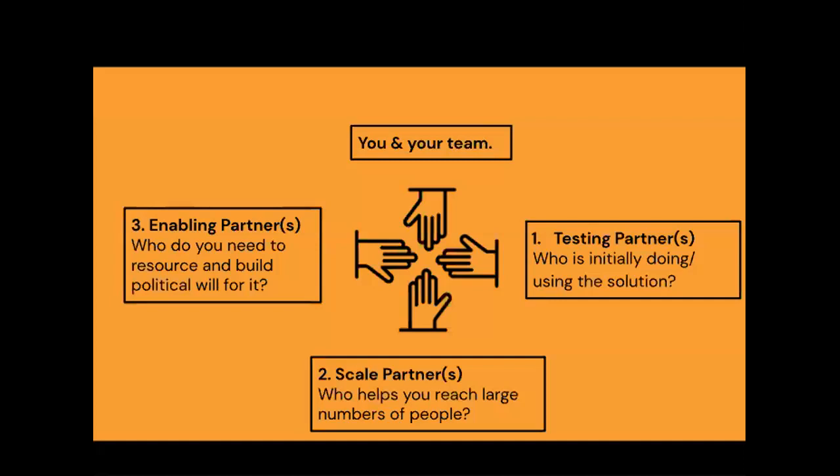Secondly, your scale partner, as we just discussed, who enables you to reach large numbers of people sustainably and over time. And 3, your enabling partners. So these are partners who might not be direct implementers at scale or in the testing phase, but are essential for success, either through building political will, resourcing, or even removing potential barriers to implementation.